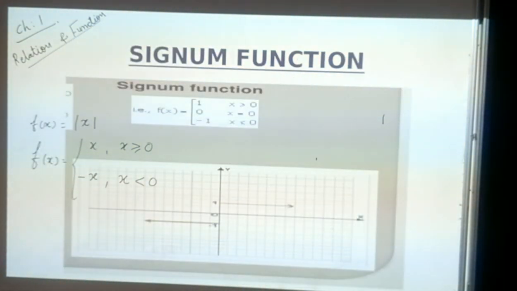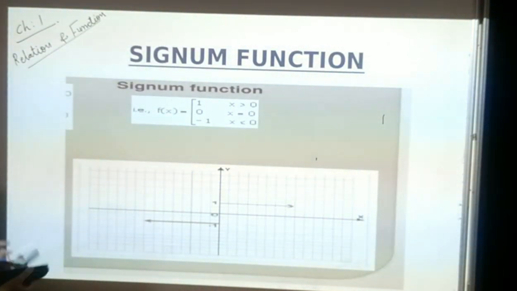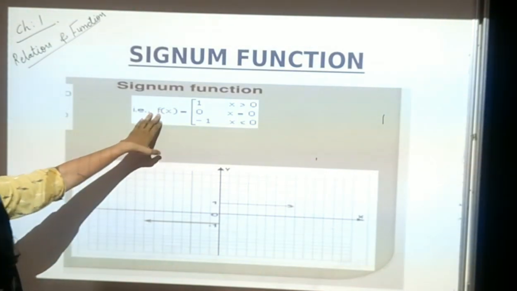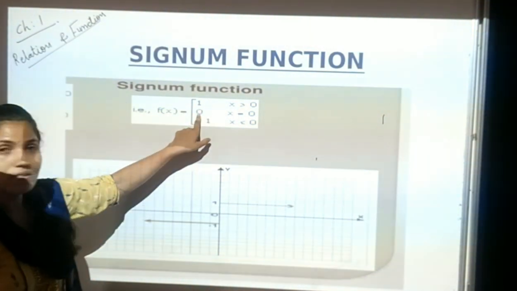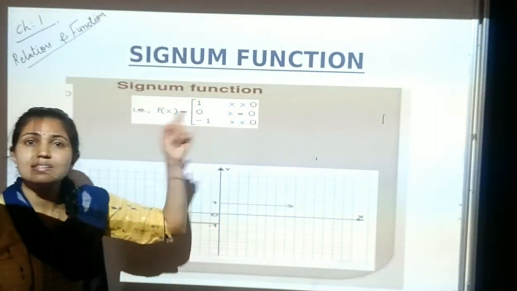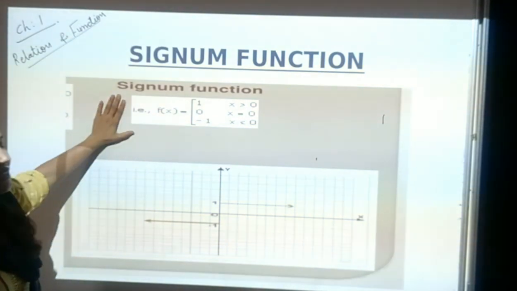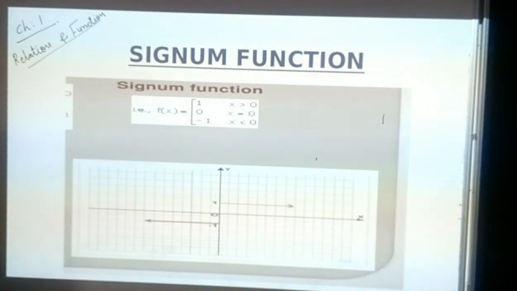Next, this is the signum function. We know that the signum function gives us a graph like this. It is defined as f of x is equal to 1, where x is greater than 0, 0 when x is equal to 0, and minus 1 if x is less than 0. So this is a signum function, and its graph is like this.